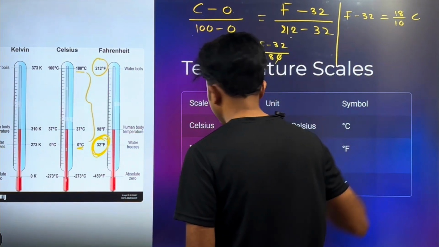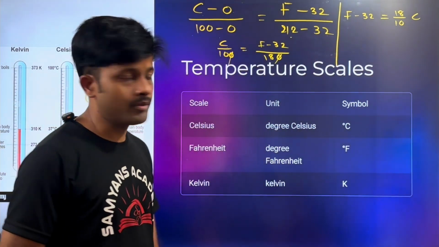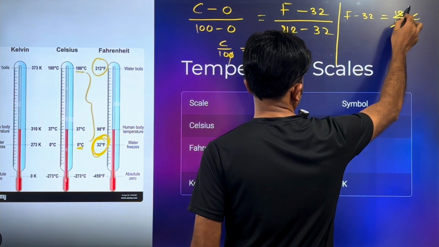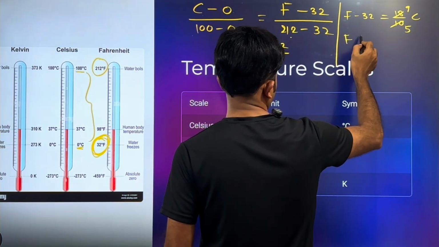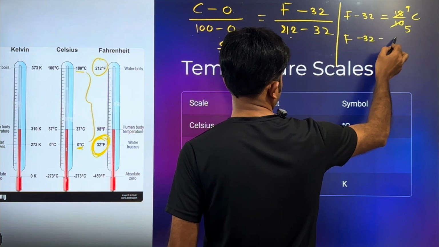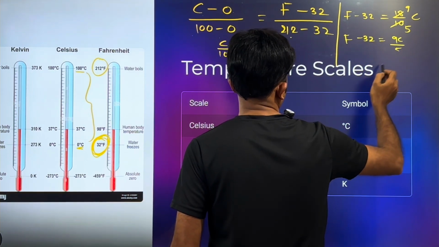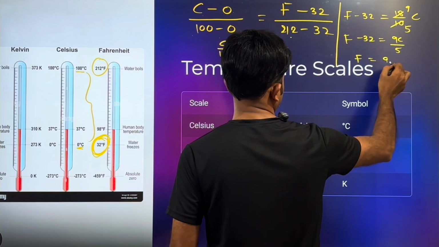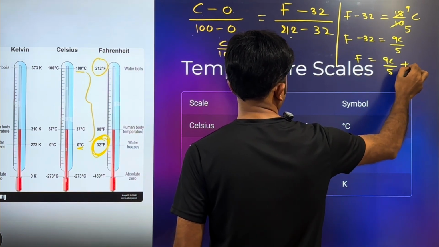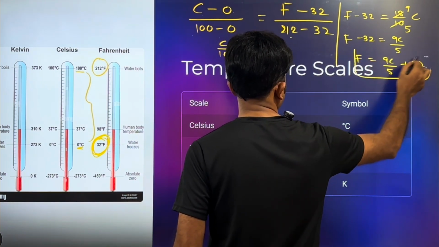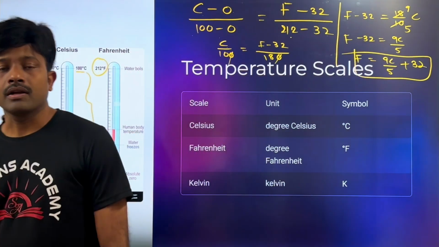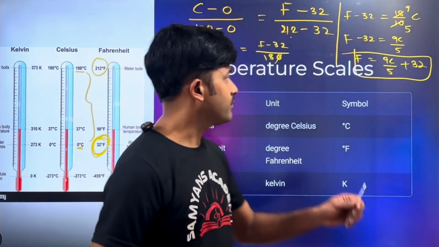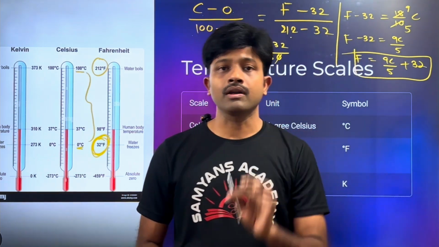So how do you use the two table? 2 how many times? 2 5s are 10, 2 9s are 18. So F minus 32 equals 9C by 5. This minus 32, when you take it to that side, becomes plus 32. So F equals 9C by 5 plus 32, and this is the formula to measure the Fahrenheit scale. If the temperature is given in degrees Celsius, by using this formula we can find the Fahrenheit value.